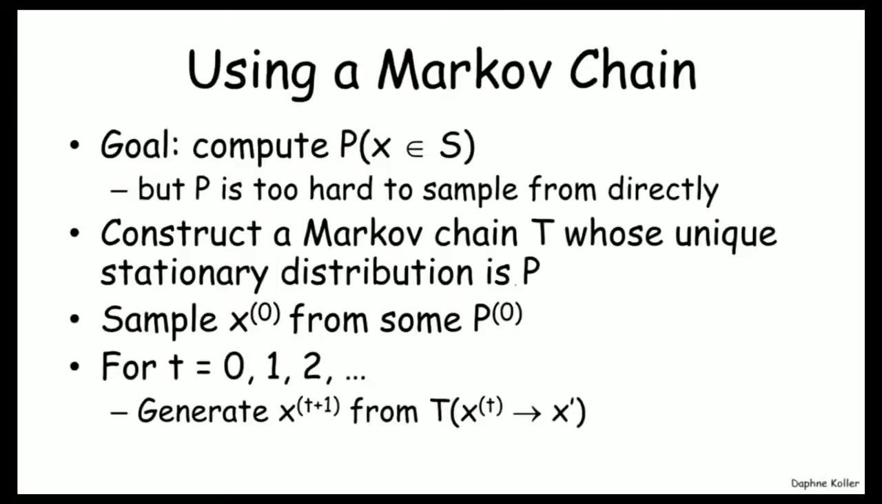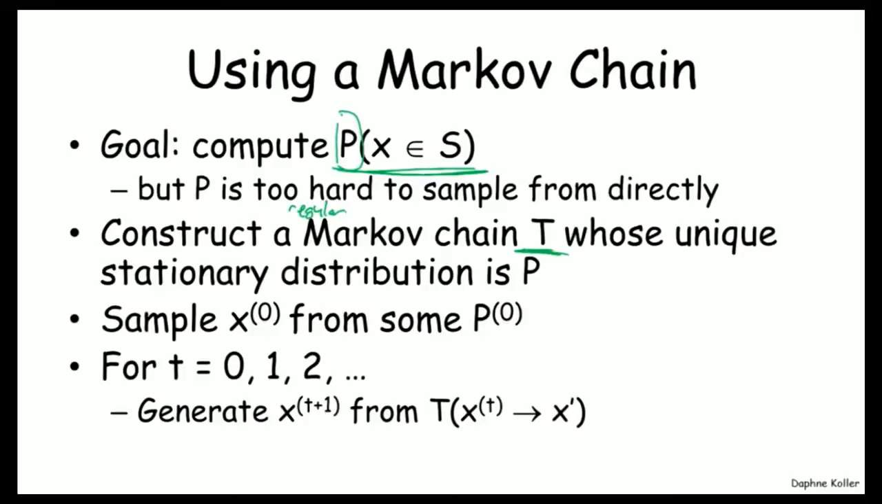Well, let's imagine that somebody has provided us a Markov chain for a distribution, imagine that our goal is to compute some probability relative to a distribution P. But for whatever reason, P is too hard to sample from directly. And so how do I use a Markov chain to get around that? First, we construct the Markov chain T, whose unique stationary distribution is P. So it needs to be a regular Markov chain usually.